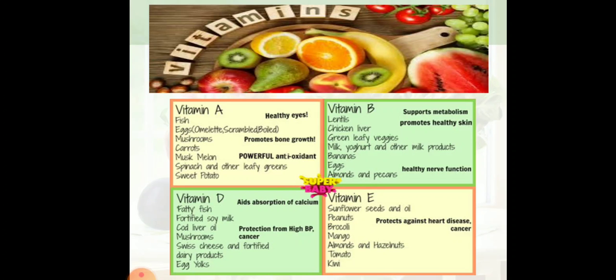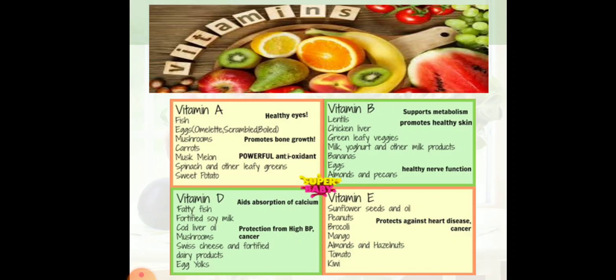Now here you can see that vitamins A, B, D and E are shown in the slide. The sources of vitamin A are carrot, mango, liver, fish liver oil and butter. And why is it important for our body? Because it keeps our eyes, hair and skin in good condition. For that we need a source of vitamin A.